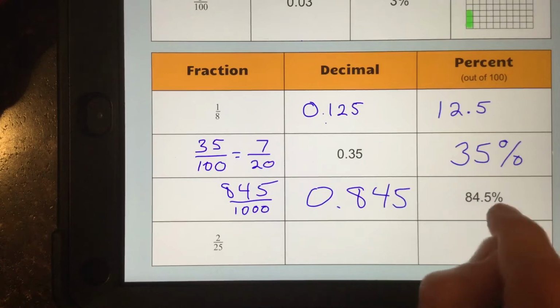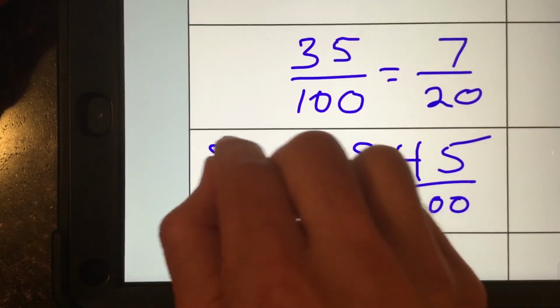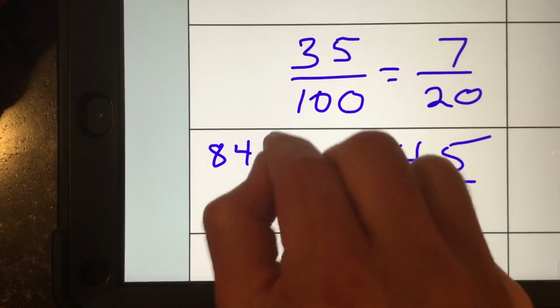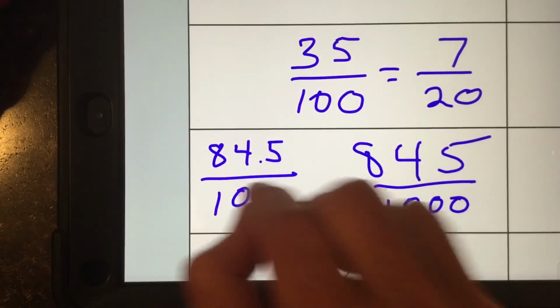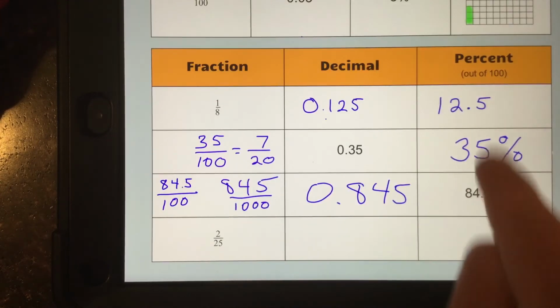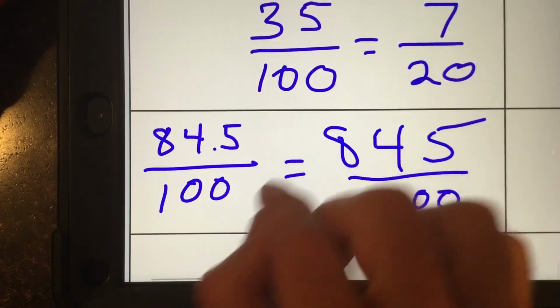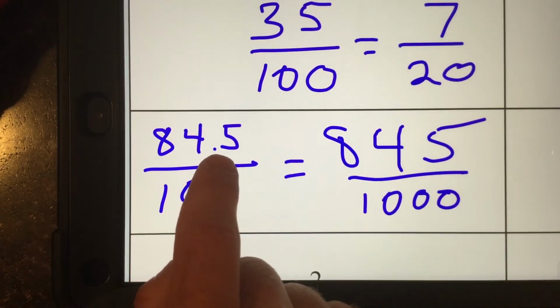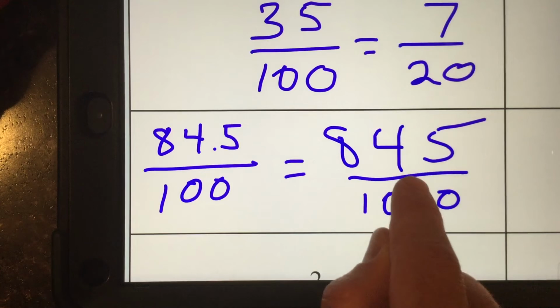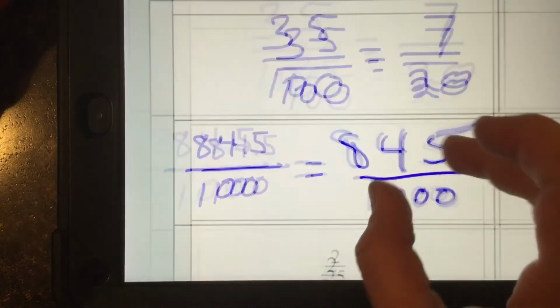If you wanted to write it as this exact percent, convert it right to a fraction, then it would be 84.5 out of 100. Because again, we think of this percent as out of 100, as 84.5 out of 100. It would look like this. But we usually don't write the 0.5 piece here in our fraction, so it would look more like this. And again, we could do some simplifying of that fraction there.